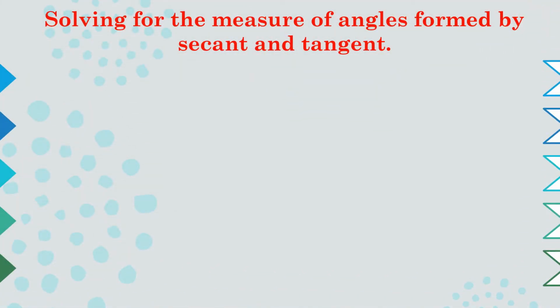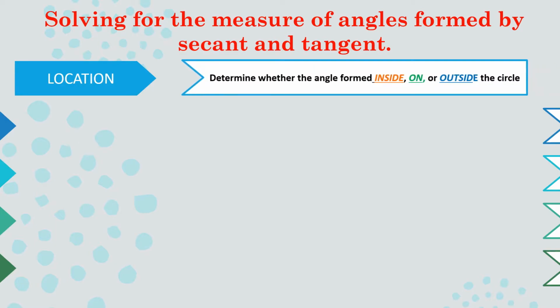So how do we solve for the measure of angles formed by secant and tangent? To make it easier, let's follow these steps. First, we have the location. We have to determine whether the angle is formed inside, on, or outside the circle, since the formula for the measure of your angle will depend on its location.